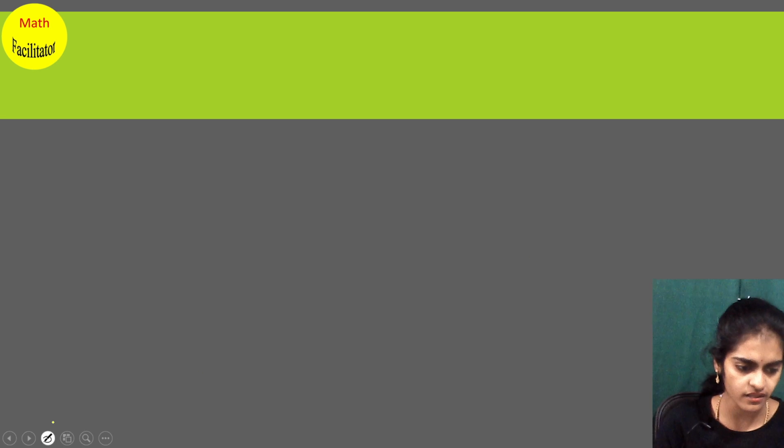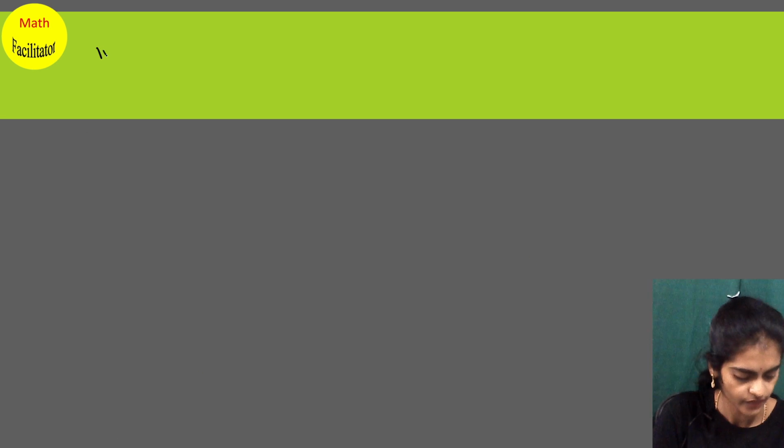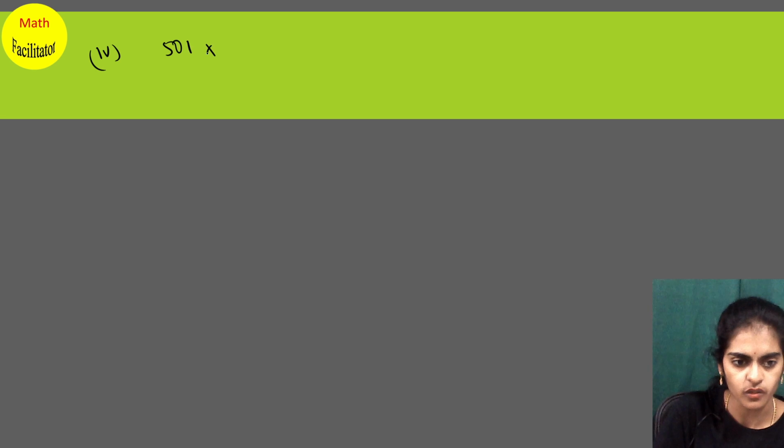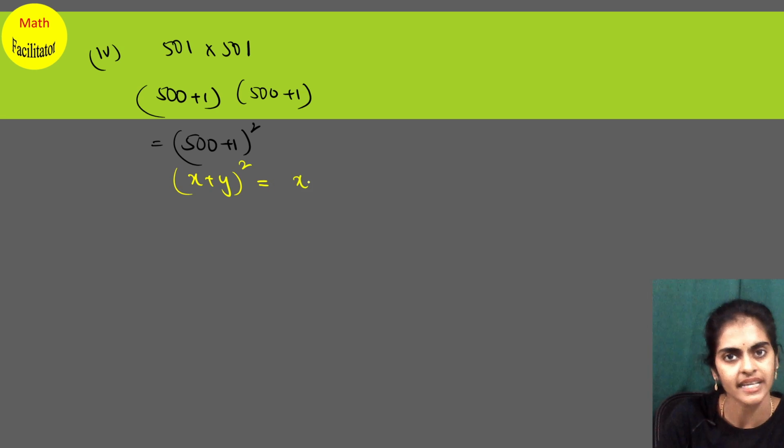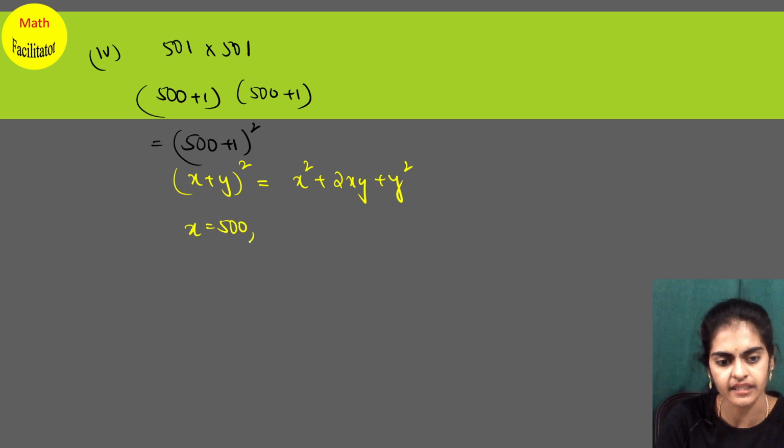The next question, fourth bit, 501 into 501. Now this is like 500 plus 1 into 500 plus 1. So can I write it as 500 plus 1 whole square, similar to the question number 2 we have done. So now this is again the x plus y whole square formula. So I can write this as x square plus 2xy plus y square, where x is nothing but 500 and y is nothing but 1, isn't it?